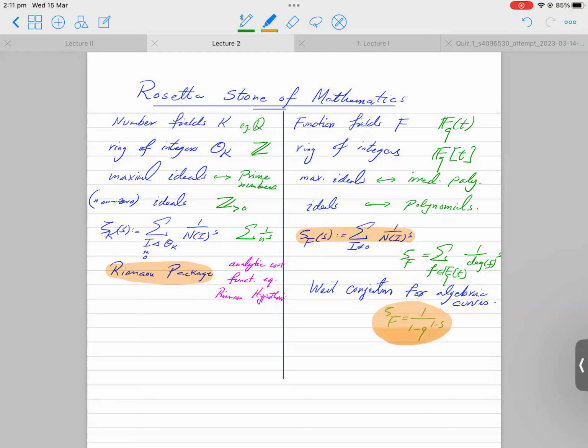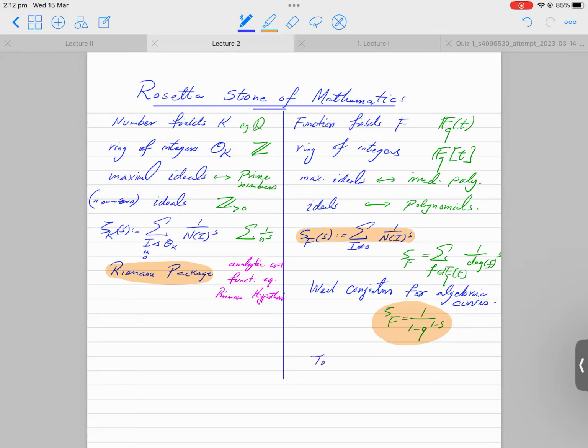But when you go to other function fields, so rational functions on curves besides A1 or P1, then higher genus curves, in higher genus things are a lot more interesting. And already the Weil conjectures for curves took many years to develop. So we stated the Weil conjecture for curves last time, and today I want to state the Weil conjectures for higher dimensional varieties.